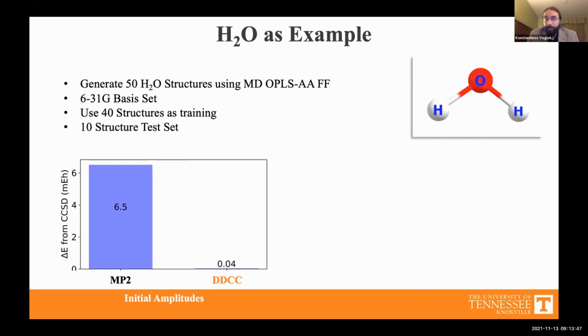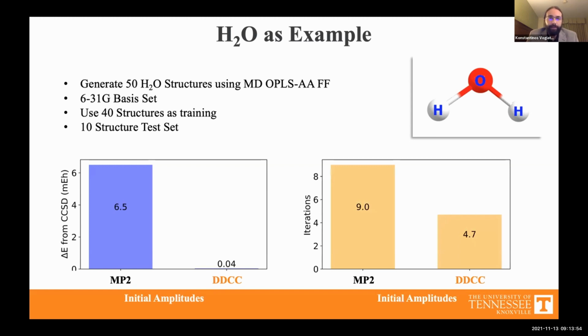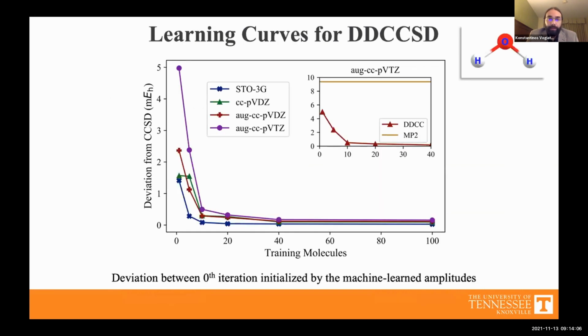I can stop there and continue with that particular energy value, or I can reintroduce these amplitudes in my iterative solver. And if I do that, I have a speed up of about 50% with respect to the actual initial MP2 amplitudes. Also, the model behaves as we are expecting. It learns as it is exposed to more data. As you can see here, for 4 different basis sets, we have already reached very small, close to 0 errors with 40 molecules, or even with 20 for specific basis sets.